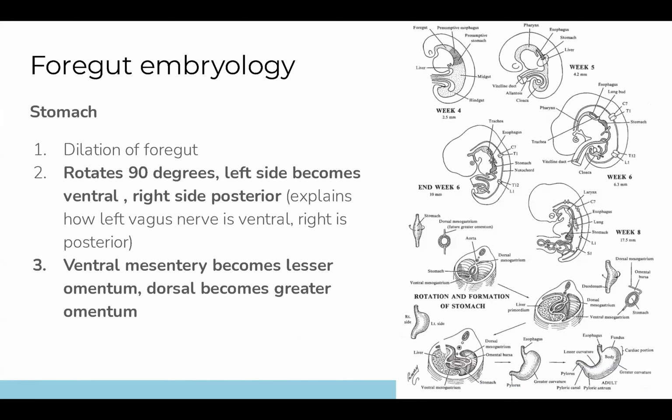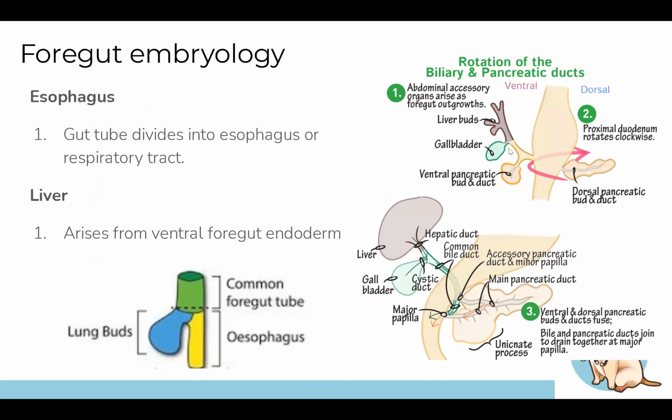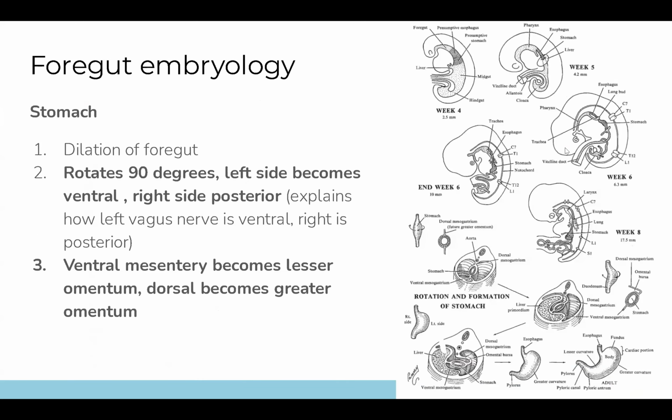Continuing on with the stomach. As in the previous picture, the stomach essentially just dilates a little bit from the actual main gut tube. What is important, as we've already talked about when we covered the mesentery diagram, is that your stomach rotates 90 degrees clockwise. That's why the right vagus nerve becomes posterior and the left one becomes ventral, because it's rotating around 90 degrees and bringing the vagus nerves with it. That's really all you need to know about the stomach.